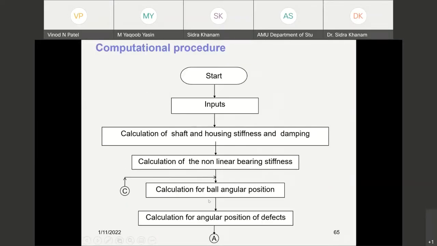So the equations of motion were solved by using the MATLAB ODE function. Here we need to provide certain initial values. We will need to find the bearing stiffnesses, the ball positions, and the angular position of the defect. When the ball position and the angular position of the defect are the same, some additional deformation should be added.